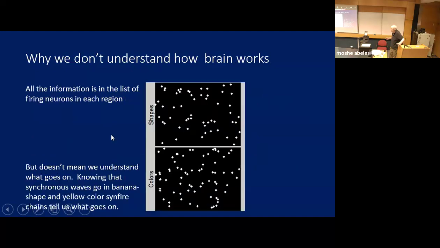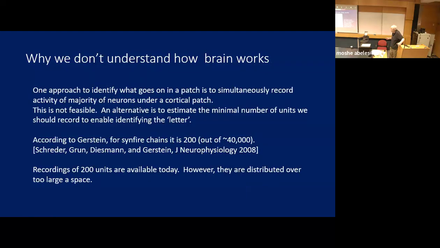So by just looking at the activity in the shape neural network and the color neural network, we don't really understand what goes on. If we know that there is a synfire chain here that calls for banana shape, and a synfire chain here that calls for banana color, and there is a synchronous wave in both of them, we do know what's going on. Now, unfortunately, we don't have anything like this for the cortex.